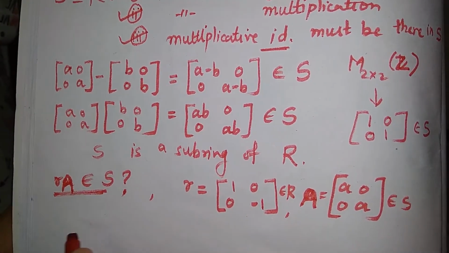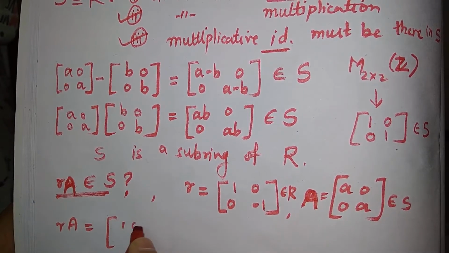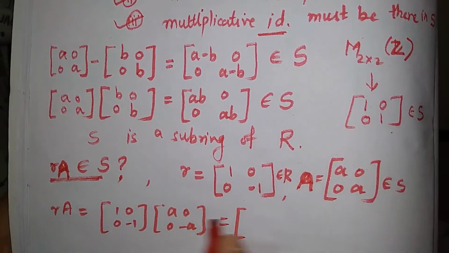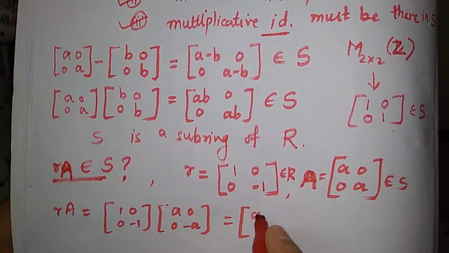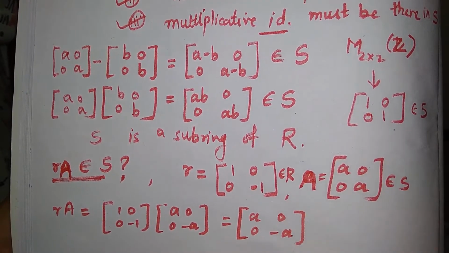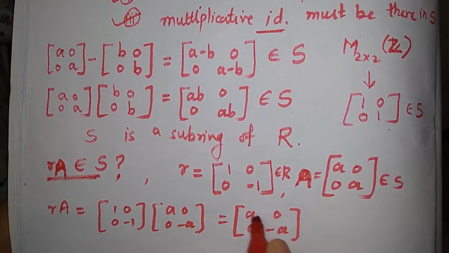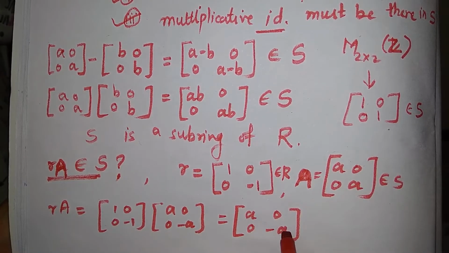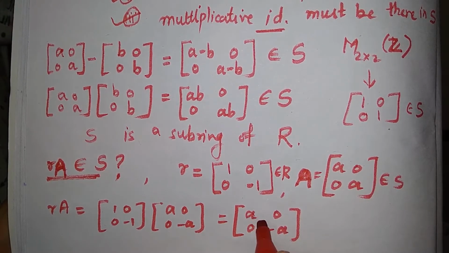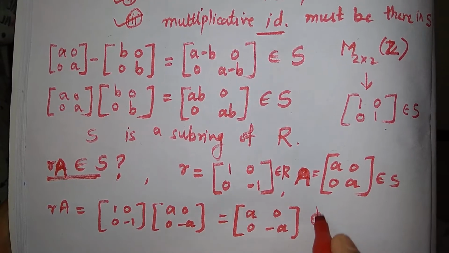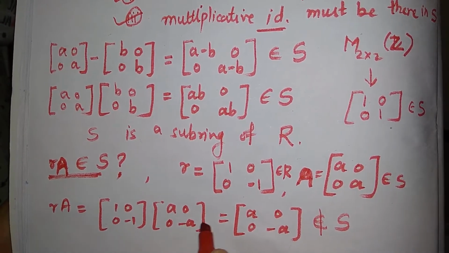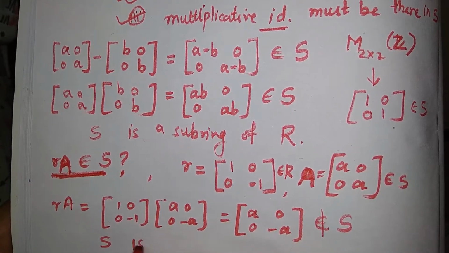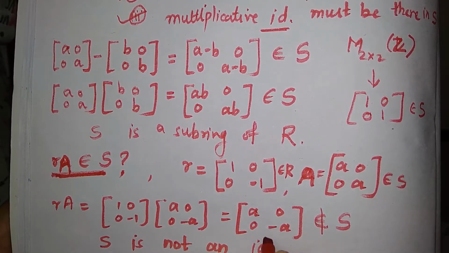Now let us just calculate the product. So RA is equal to [1 0; 0 -1] times [A 0; 0 A], which is the same as, we just multiply the diagonal elements. So this is equal to [A 0; 0 minus A], right? But now just note that we want these two elements to be equal. That means A must be equal to minus A. But it is not true for all the integers Z. For example, if you take A equal to 2, then 2 is clearly not equal to -2. That means this is not an element of S. So this condition for ideal is not satisfied here, and hence this S is not an ideal of the ring R.